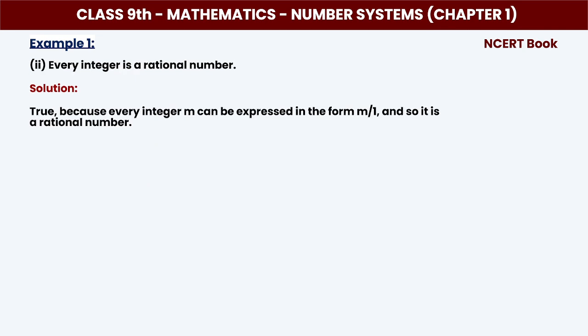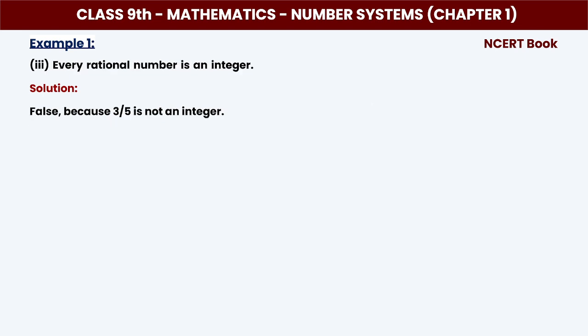Now every integer is a rational number. Every integer, they are small, right? Is it a rational number? क्या वो rational हो सकती है? Yes, true. Because every integer can be expressed in the form of p by q, right? So here we say it is a rational number.